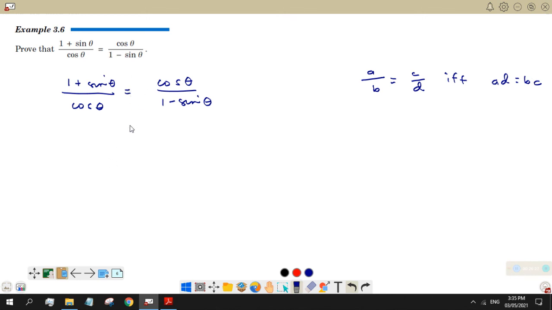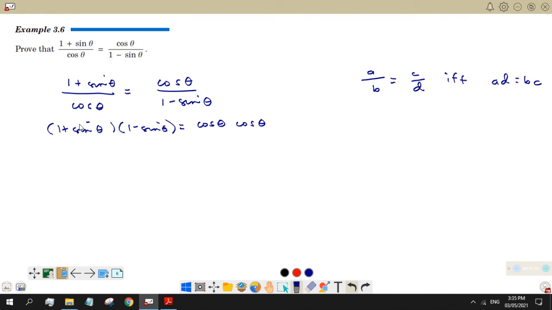So, let's try if it'll still be equal after applying this principle, equivalent fractions. We have 1 plus sine theta. Multiply natin siya dito sa denominator of the right-hand side. We have 1 minus sine theta is equal to, dito naman sa kabila, we have cosine theta times cosine theta.